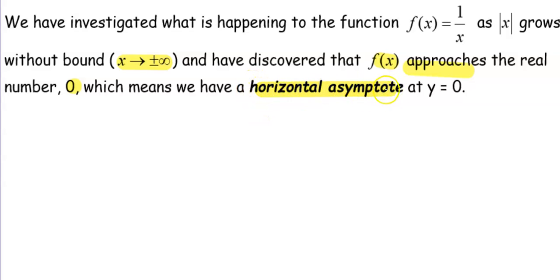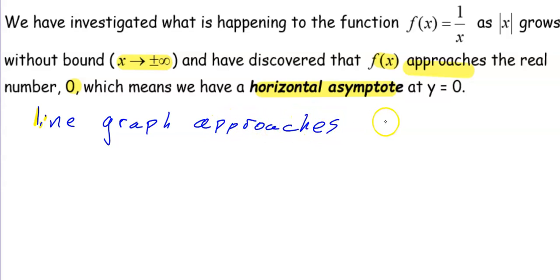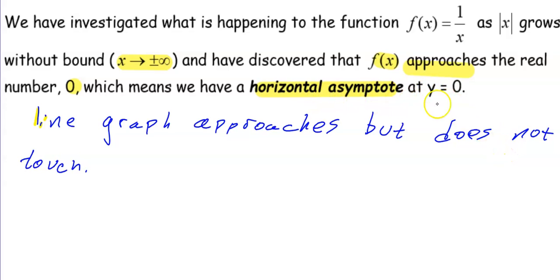In general, a horizontal asymptote is a line that the graph approaches, but does not touch. So we are going to get very close to a line, a line of y equals whatever, and that's going to be my horizontal asymptote.